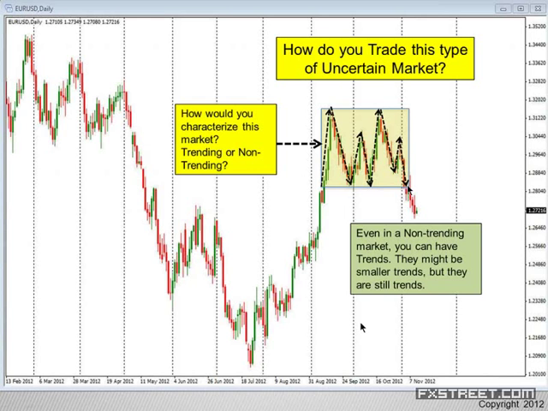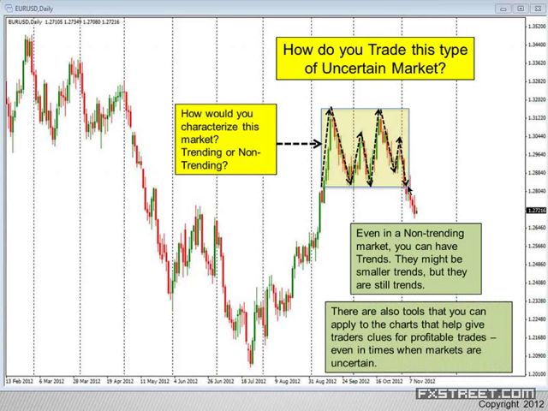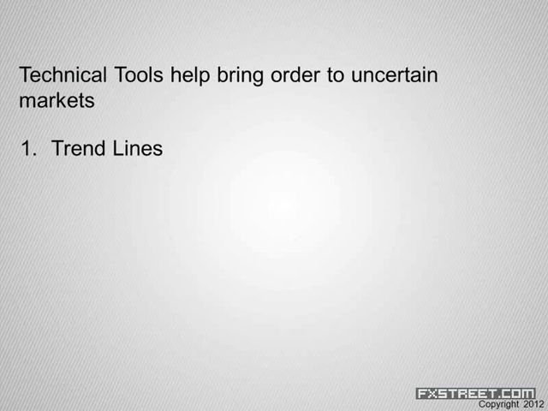They are still trends. There are also technical tools that you can apply to these charts that help give traders clues for profitable trades, even in these uncertain times. So I'm going to make the judgment that there are probably tools that will show you the way in these uncertain times. Why? Because traders want to define their risk. Traders want to limit the risk, especially during uncertain times, times where market direction is not known. Think about it. Change your mind to think like the smartest traders out there, those traders who want to define the risk.